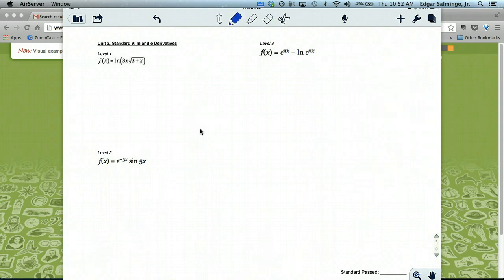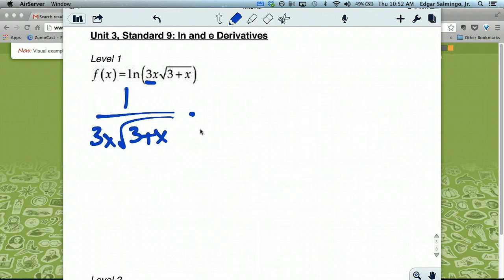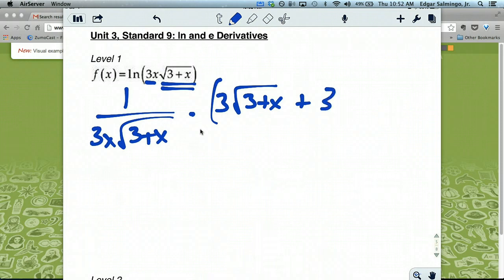So in this particular problem, I have a chain rule. I have something inside ln. So you already know the derivative of the outside function, the derivative of ln, is 1 over whatever you have on the inside. Then I have to multiply by the derivative of the inside. The inside, you notice, is a product rule. I have 3x times radical 3 plus x. So here we go. The derivative of the first one, which is 3, leave the second one alone. Plus, leave the first one alone, 3x.